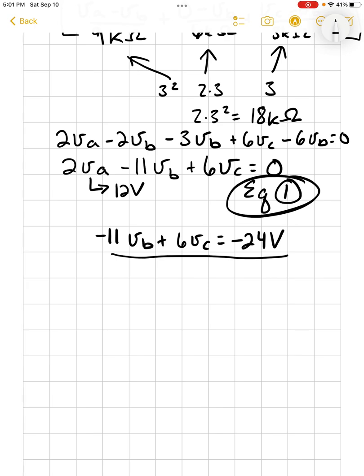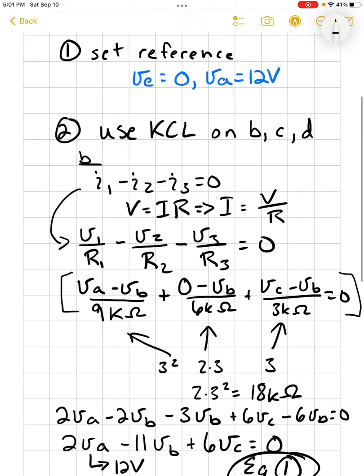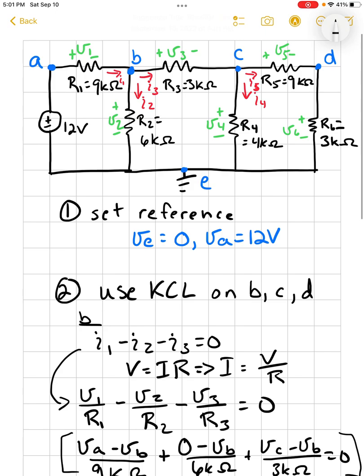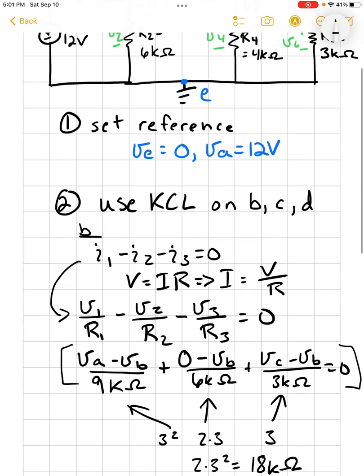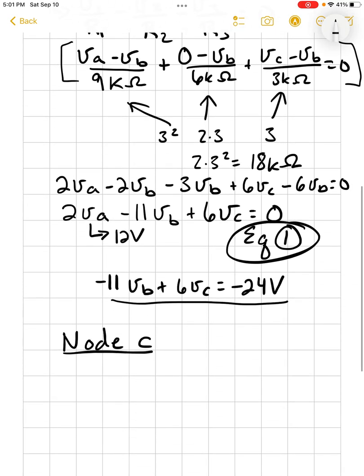Now I'm going to show you another way of doing this. We're going to write the equations for C and D. So I'm going to start with node C. Okay, and if we scroll back up and we look, node C has I3 coming in and I4 and I5 leaving. So the equation for that is going to be I3 minus I4 minus I5. And again, that equals 0 because we're looking at KCL.